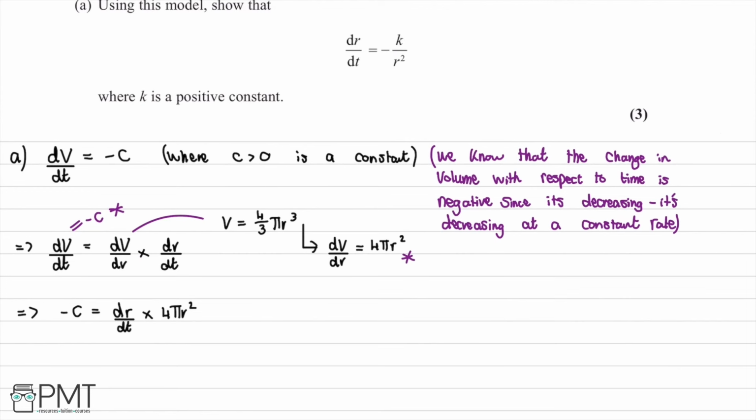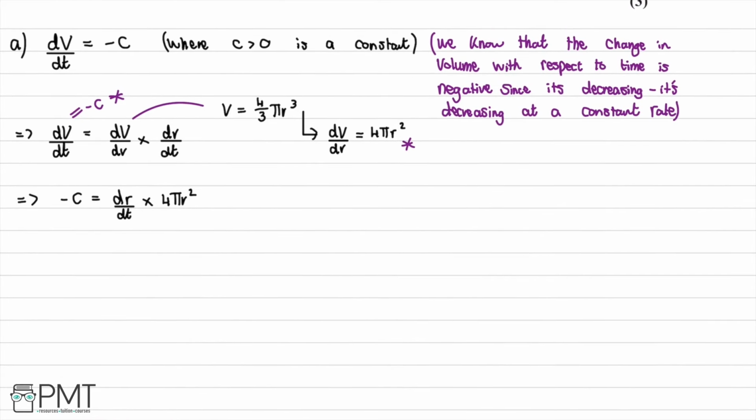So when we look back at the question, we're looking for dr by dt. So we can rearrange this to find dr by dt. So what's this going to be? So we have dr by dt is going to be equal to, so we need to divide both sides by 4 pi r squared. So it'll be negative c divided by 4 pi r squared.